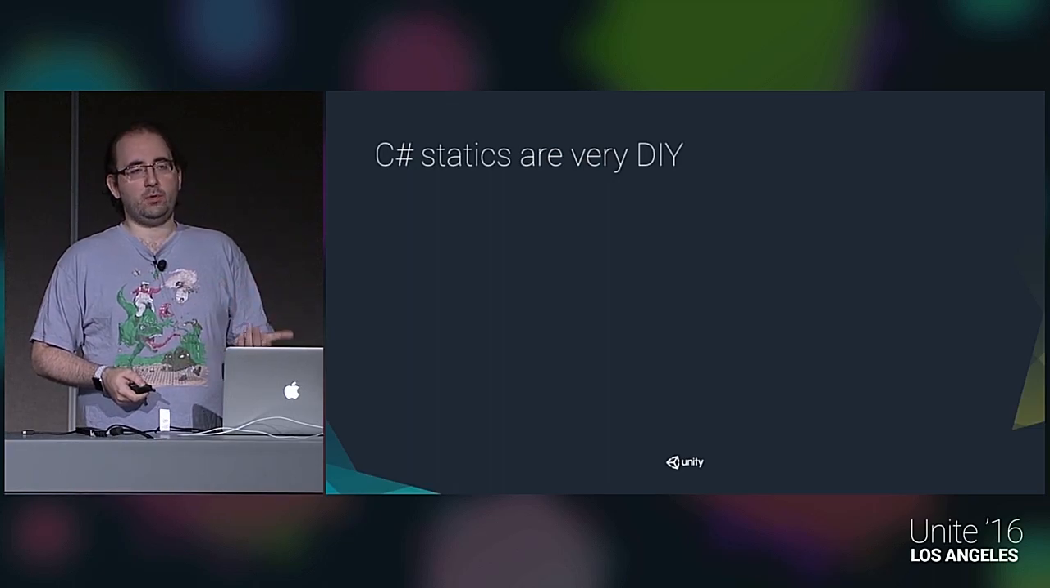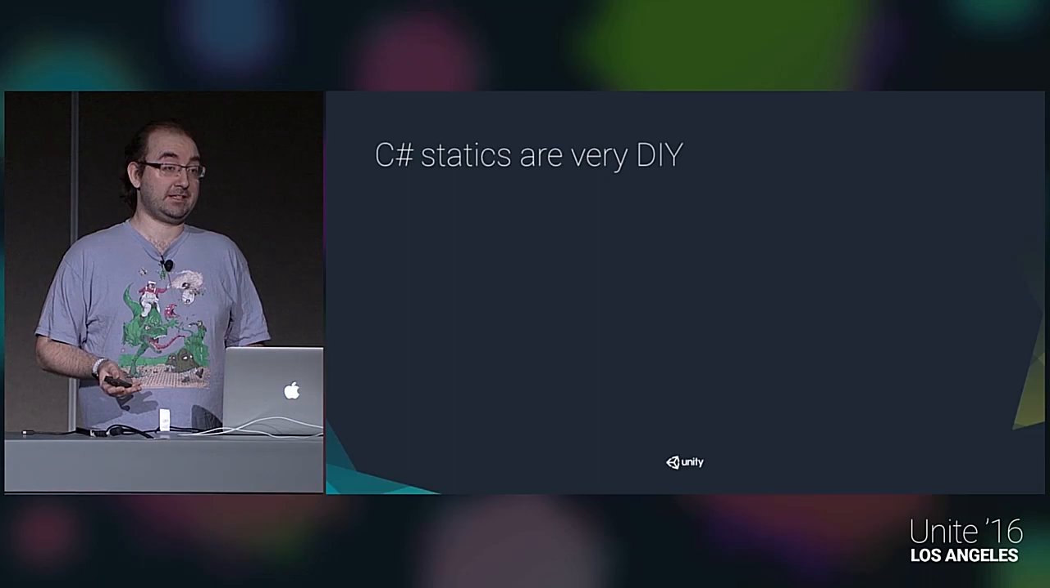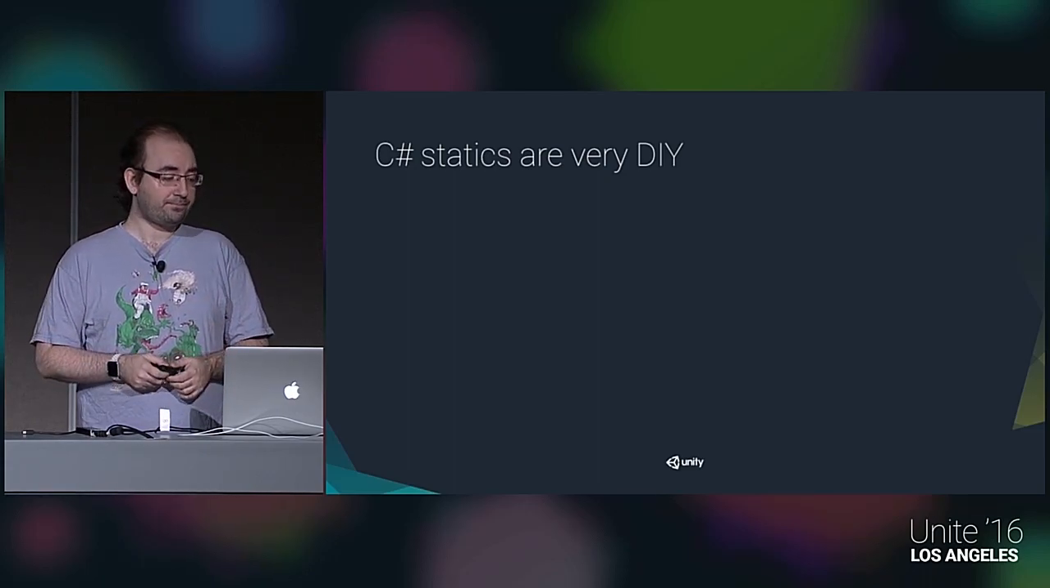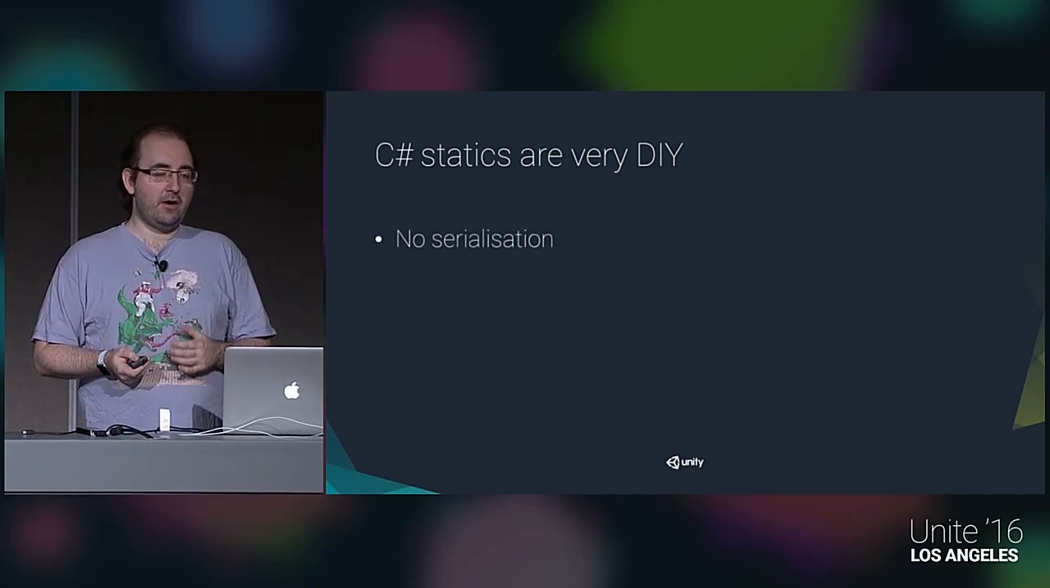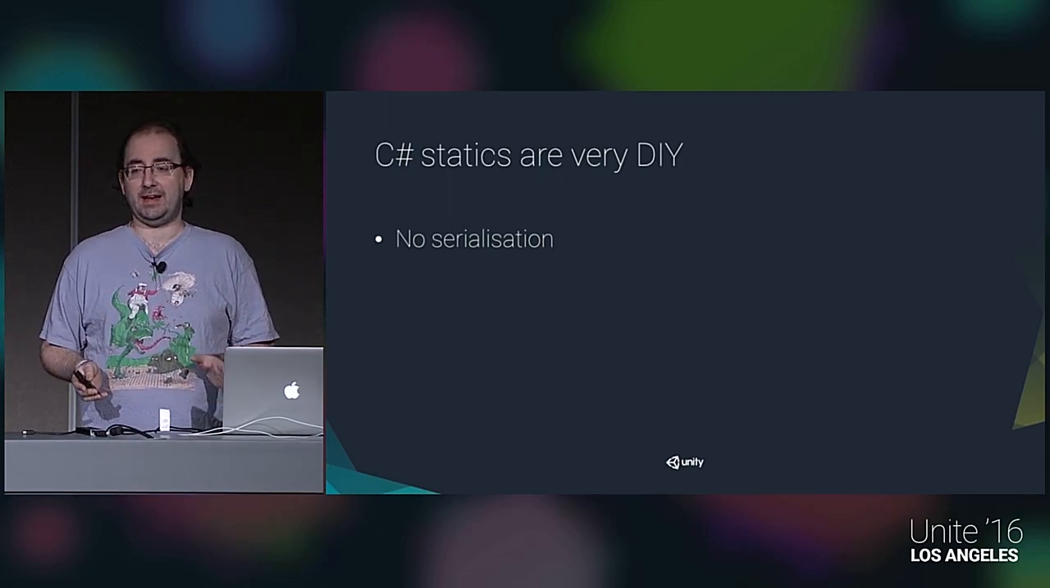The other approach that people will sometimes take to dealing with shared state in particular is to use C# statics. So to have a bunch of static variables and you store your shared information in there. And that also works. You can do that. But it's very, very DIY. So the first problem is that there's no serialization support for that at all.